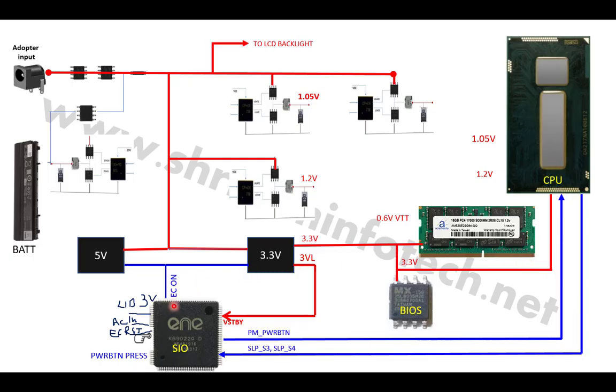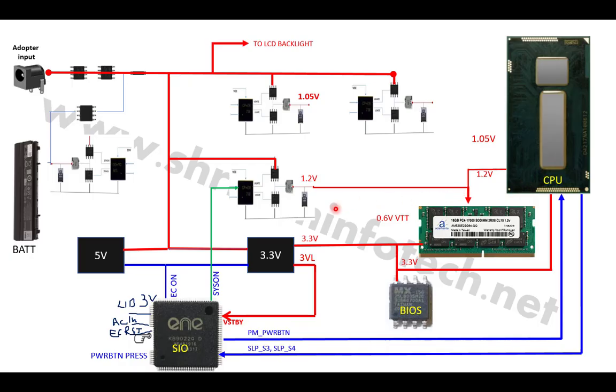Then after that EC on, the SIO will generate another signal called the SYS on signal. The SYS on signal is basically used to turn on the RAM supply. So here my RAM is DDR4, and DDR4 requires 1.2 volt. So the SIO will give the enable signal to this particular buck converter. This buck converter generates 1.2 volt, and this 1.2 volt goes to the RAM and the CPU.